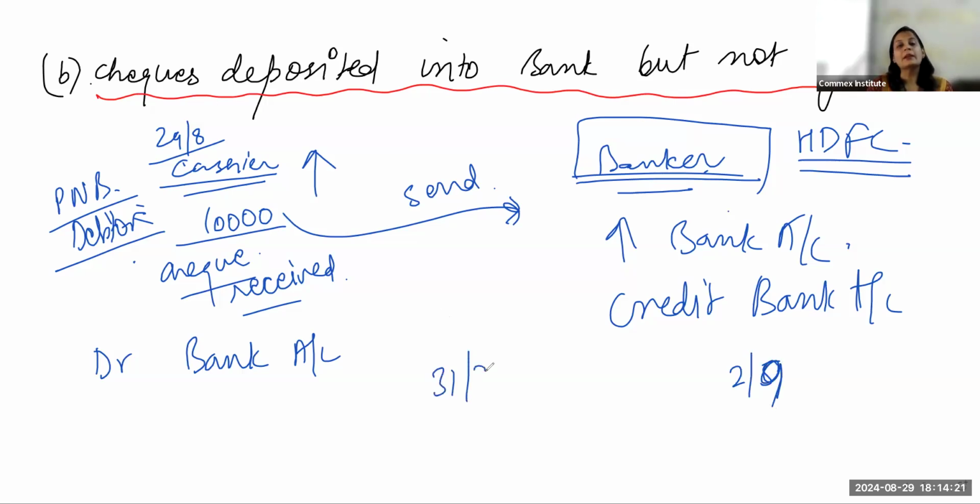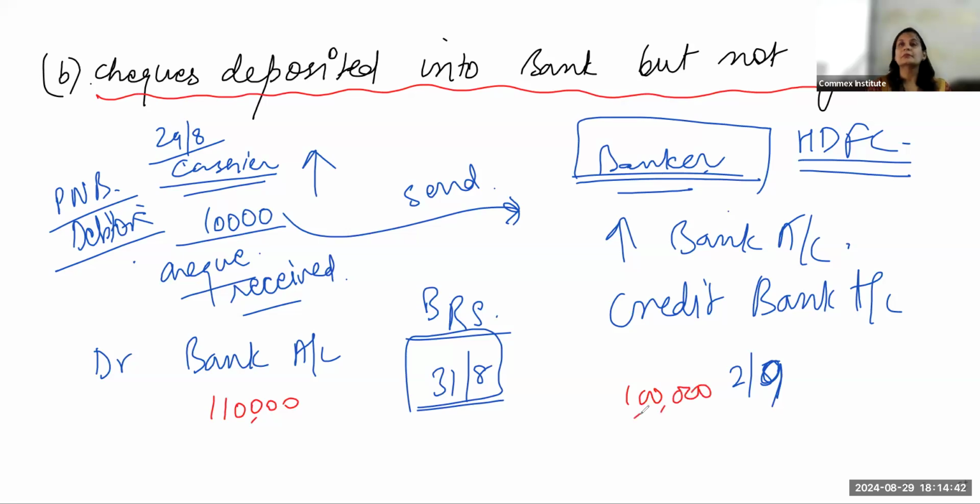And on 31 August I prepared the account statement, the BRS. So I checked the balance on 31 August, the cut-off date, and my cashier's balance was higher. As per my cashier it was 1,10,000. As per my banker it was 1 lakh only. So again, now my cashier is saying more balance, whereas my banker is saying only 1 lakh. So where did this 10,000 go? This 10,000 is this check which has been added by my cashier, but not by the banker; it has been debited by my cashier, but has not been credited so far by my banker.